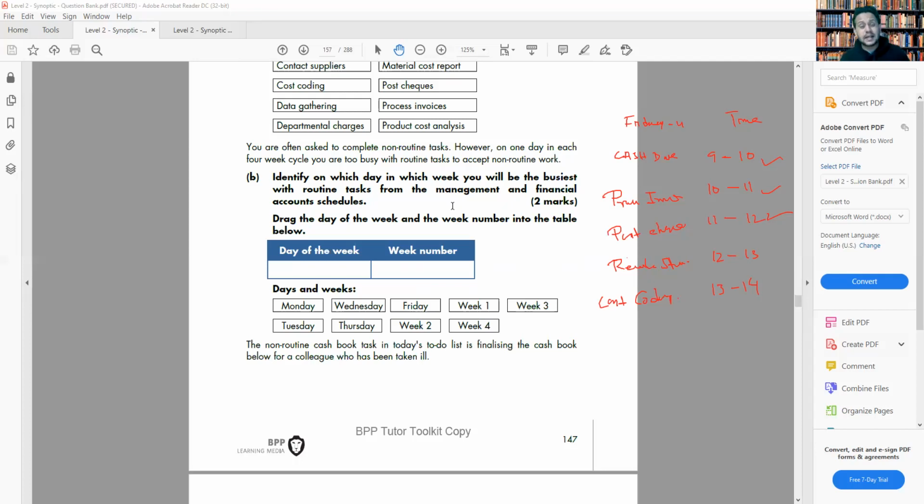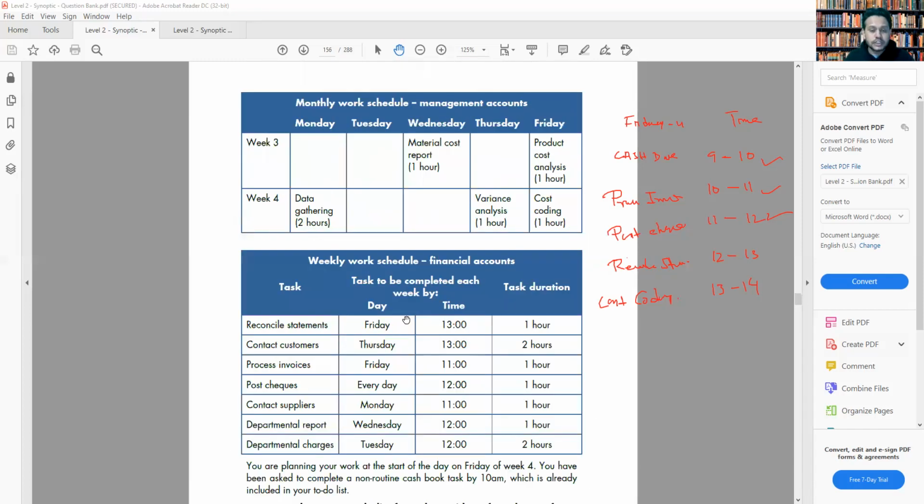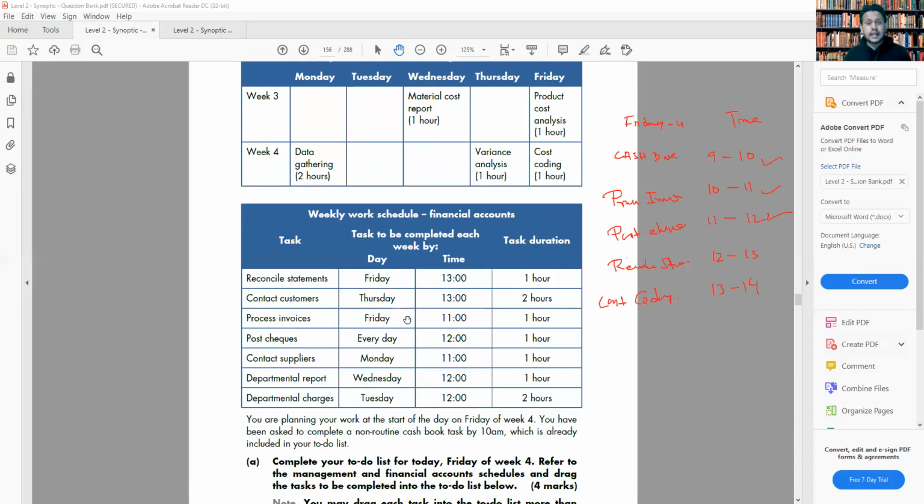So they're basically asking out of the 4 weeks, which week is busier and which day is the busiest day for you. So it says day of the week and week number. It's not going to be difficult to find because I can see which day I work more. If Friday I work 5 hours, Thursday I work 4 hours, Monday I work 7 hours, then Monday is the busiest day. So I'll add the total hours that I work on an individual day and see which day I work more hours. That's my busiest day.